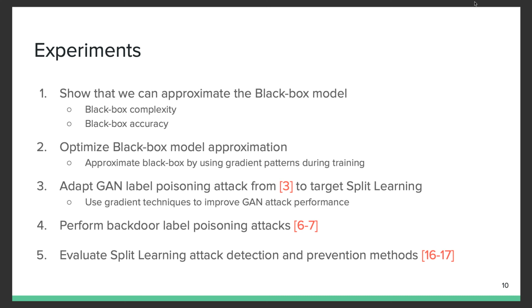And we're showing how we can do this with models of various complexity and accuracy. And next, we can also optimize this black box model approximation using some gradient patterns, such as patterns during your training. Next, we're looking at GAN label poisoning, basically using a GAN to use some label poisoning techniques that have been used in federated learning as well, and then use gradient techniques possibly to improve the GAN performance as well, and then some other attacks such as backdoor label poisoning, and then finally we'll evaluate attack detection and prevention mechanisms basically to prevent some of these attacks.